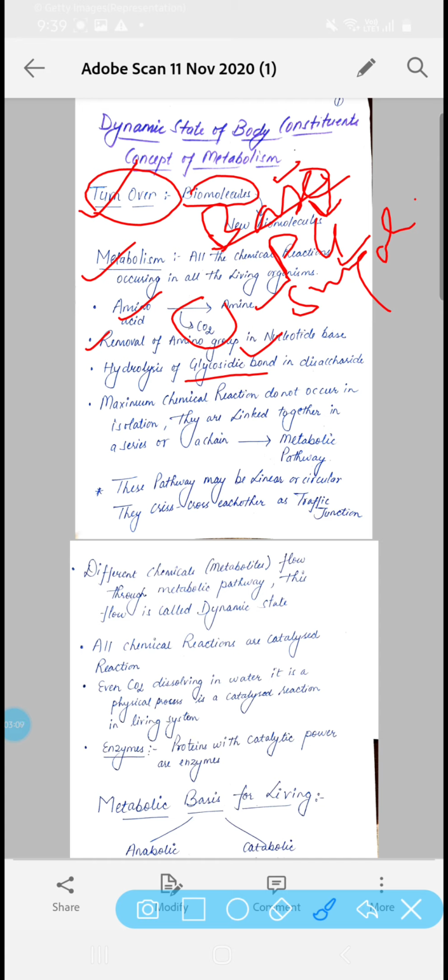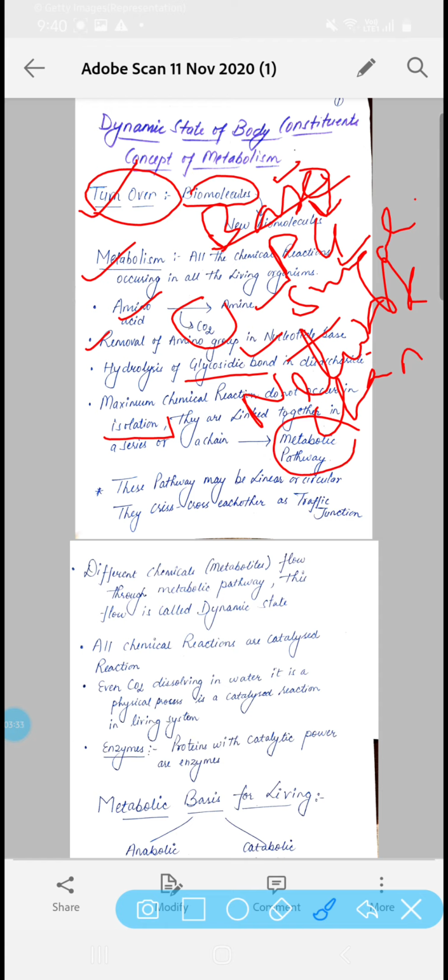Most of the chemical reactions occurring inside our body cannot occur in isolation. They are always linked together, present in the form of a network, in the form of a chain always. When these different metabolic reactions are interlinked with each other, this interlinkage is termed as metabolic pathway. We can say that a metabolic pathway is just like a traffic signal, जहाँ पर बहुत सारी रोड्स मीट करती हैं, इंटरलिंक्ड होती हैं. सो दैट इज कॉल्ड एज मेटाबॉलिक pathway.